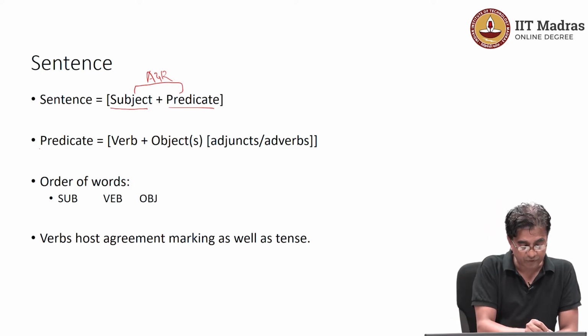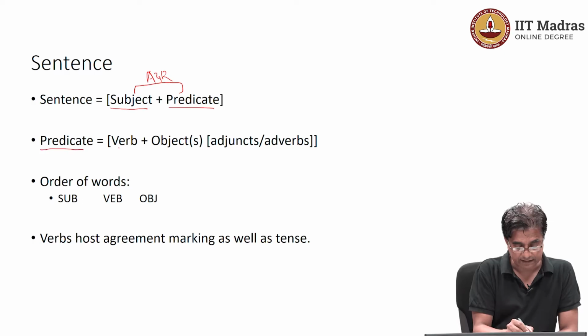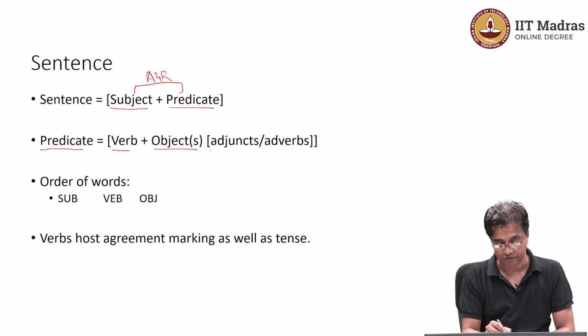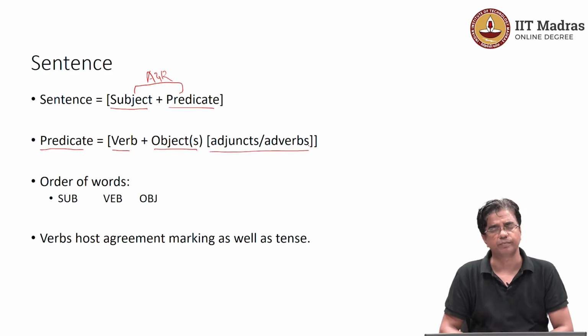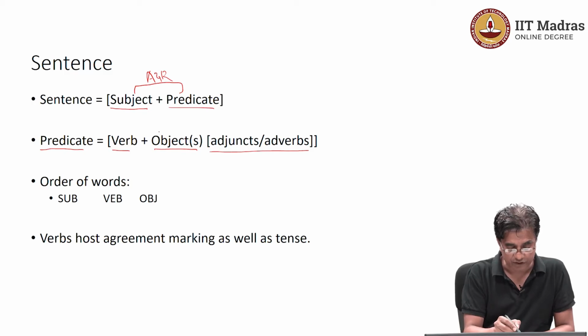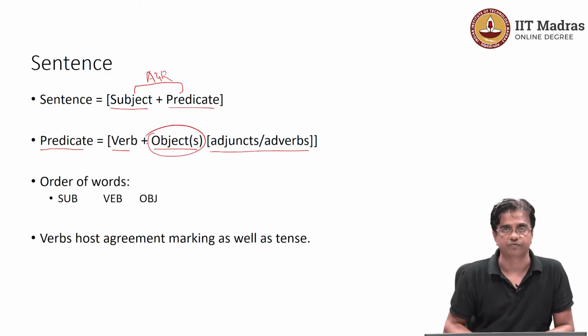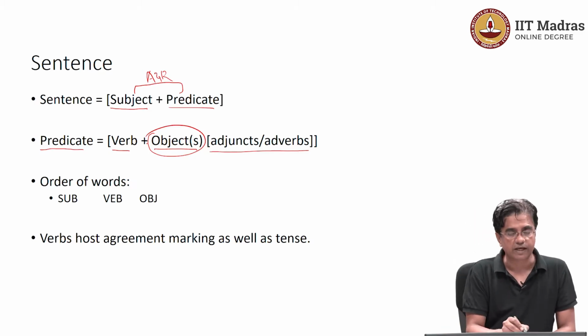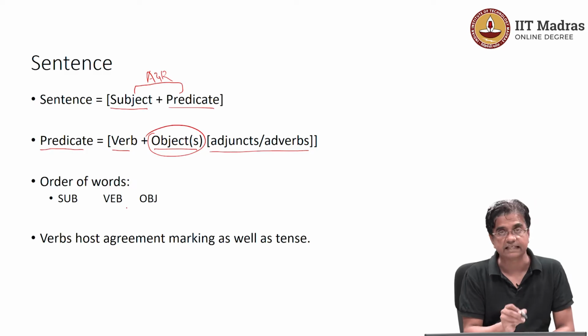So, when we look at predicate, we see that it has a verb and it may or may not have objects, and also it has some adjuncts, or maybe it won't have adjuncts depending upon a sentence, as adjuncts are not an essential part of formation of a sentence compared to the complements of verbs, which are often the objects of the verb.